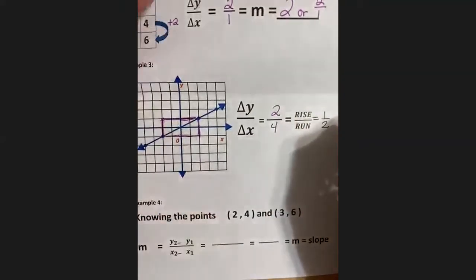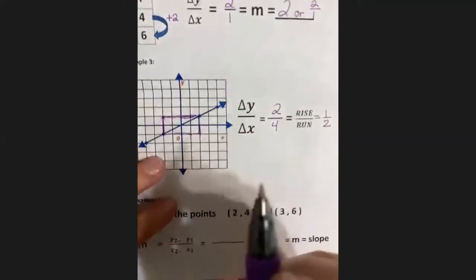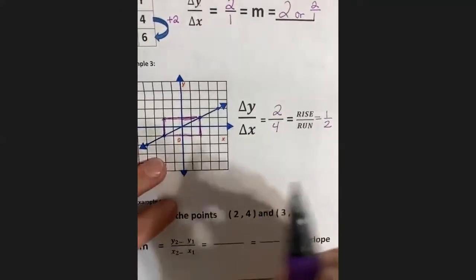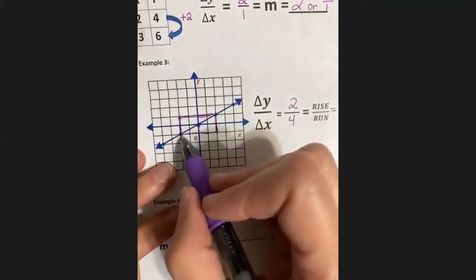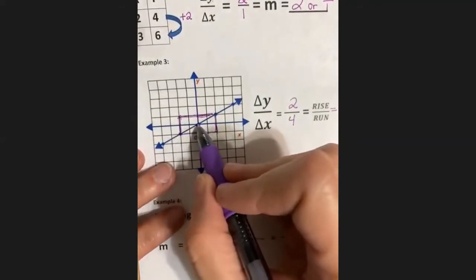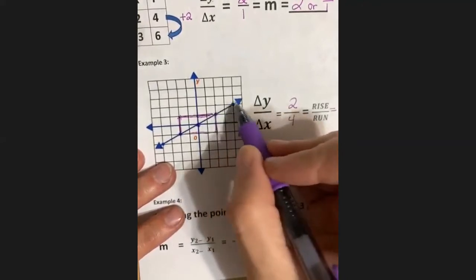And I should have left room for that. So it's a half. Now you're probably saying, well, how do I know it's a half? Well, I didn't have to just go from blue dot to blue dot. I could have gone from this dot right here to the middle, and I kind of skipped over that. So that's rise 1, run 2. Rise 1, run 2. Rise 1, run 2.